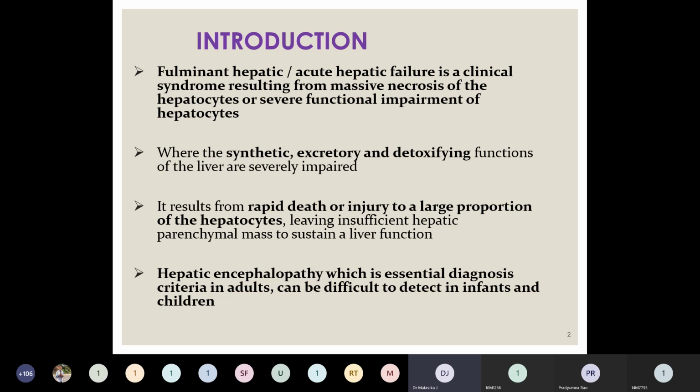Hepatic encephalopathy is the most deadly complication which can occur. It is an essential diagnosis, which can be diagnosed easily in adults, but in children it is very difficult to diagnose.